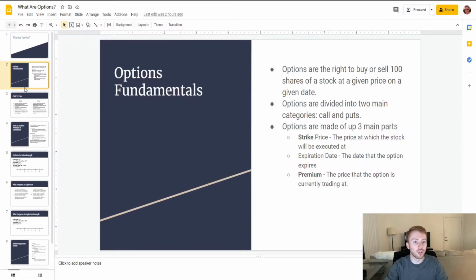So if we look at the first slide here, there are some option fundamentals. So what even is an option? Well, an option is a right to buy or sell 100 shares of a stock at a given price on a given date. And options are divided up into two main categories. You have the call side and you have the put side. And options are made up of three main parts. You have the strike price, which is the price that the option will be executed at. You have the expiration date, which is the date that the option expires. And then you have the premium, which is how much the option is currently trading at.